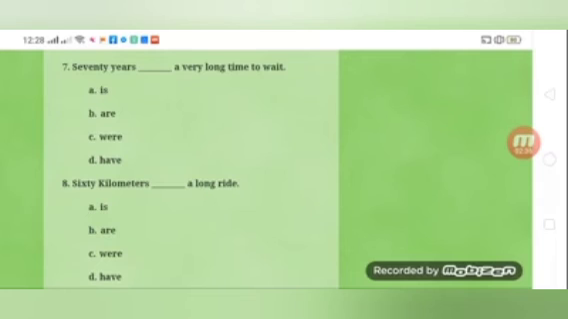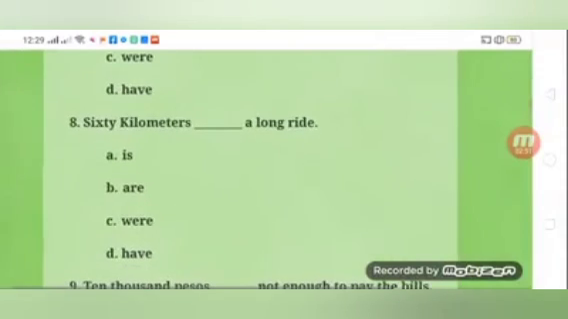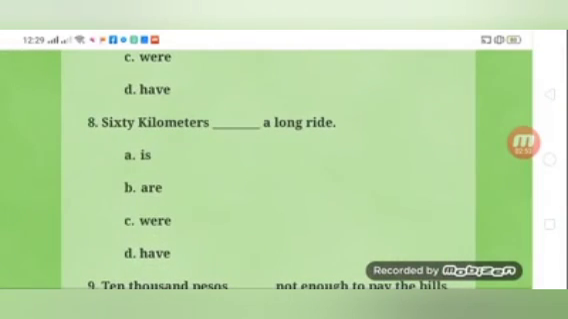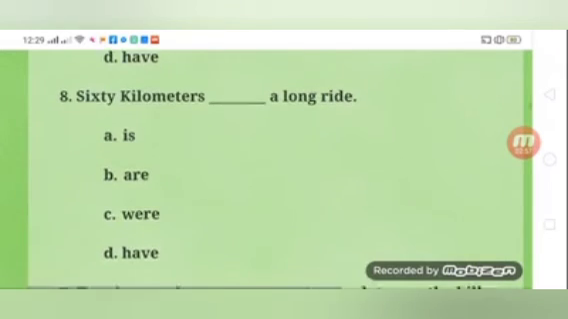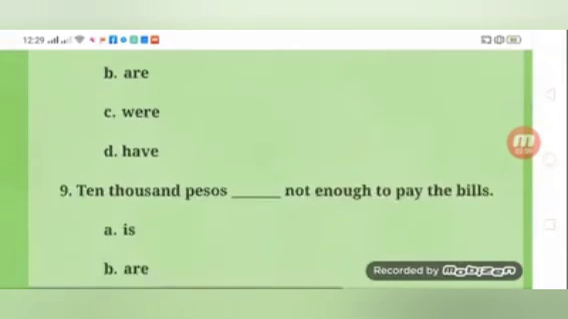70 years is a very long time to wait. Okay? Time, distance, money. They always take singular verbs. So it's like 70 years is a very long time to wait. Next one. 60 kilometers blank a long ride. Okay, so distance again, is a long ride, singular.